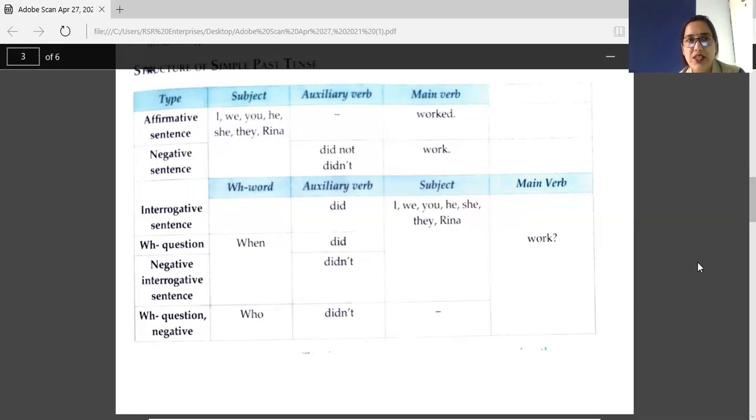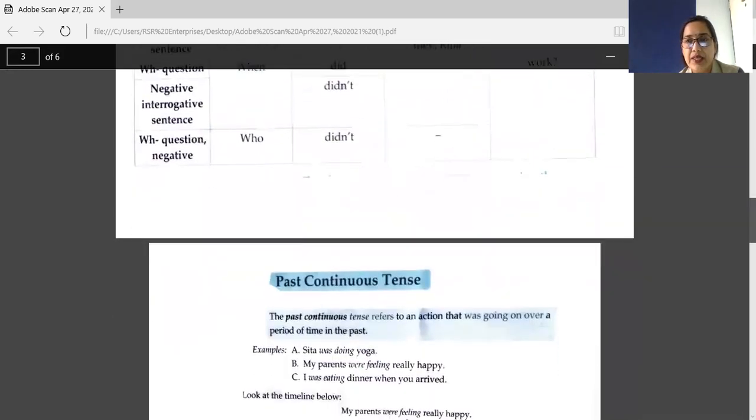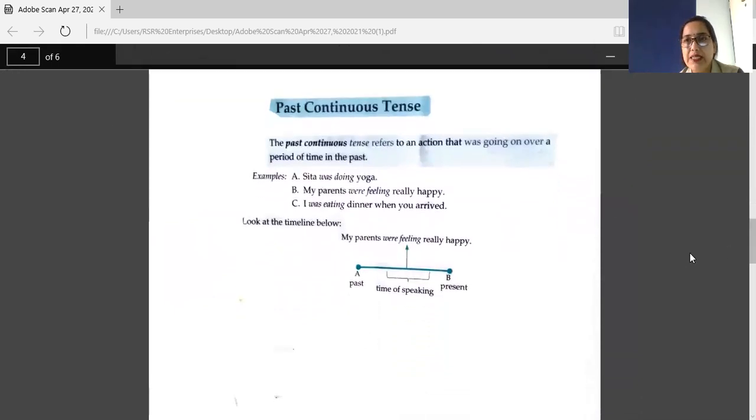So that was the structure of simple past tense in different kinds of sentences. Now we have past continuous tense. The past continuous tense refers to an action that was going on over a period of time in the past. At some past period of time, that action was going on. It was in continuation at some past time. So there we use past continuous tense.